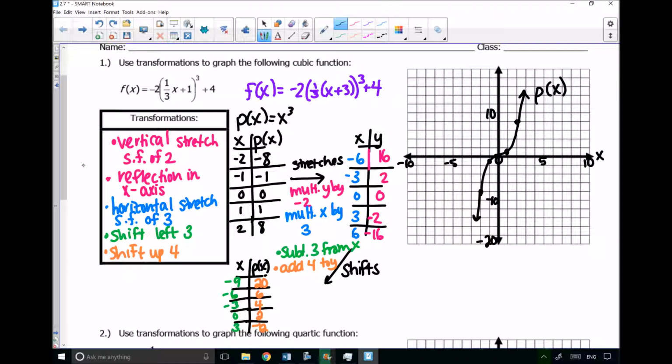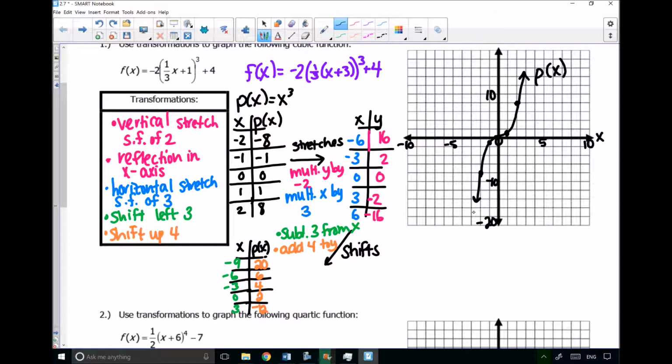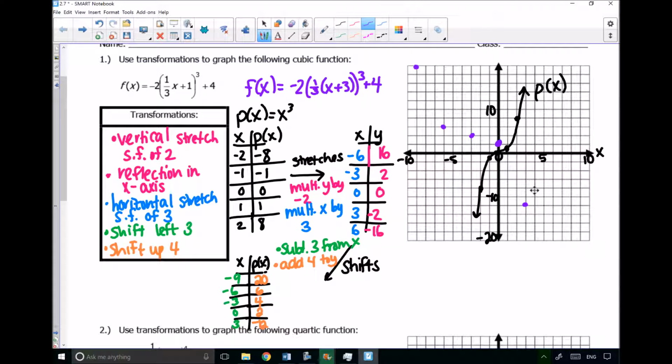Now, remember, if it was reflected in the x-axis, the end behaviors are going to switch. So here, since this is approaching -infinity, this is going to come off from positive infinity. So let's go ahead and graph out our transformed function. So -9 will start at 20. Okay, -6 will start at 6. -3 will go to 4. 0 will go to 2. And then 3 will go to -12. And then I'm going to connect my points that I have here. And this is going to be my new function.